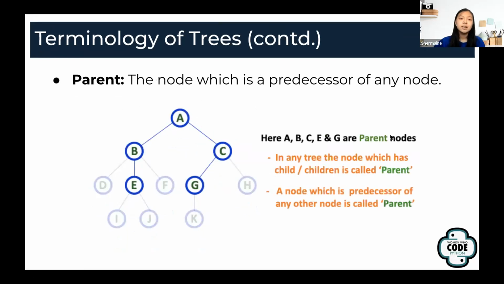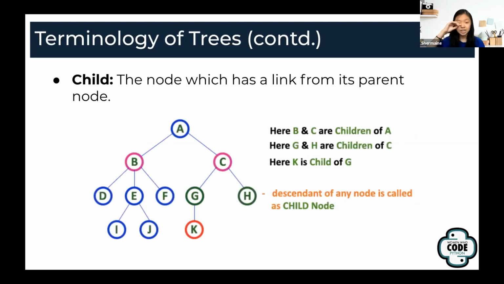Next is a parent. So the parent node is a node which is a predecessor of any node. So in the following diagram, you have A, B, C, E, and G as parent nodes. In any tree, the node which has child or children is called a parent node. And a node which is a predecessor of any other node is called a parent node.